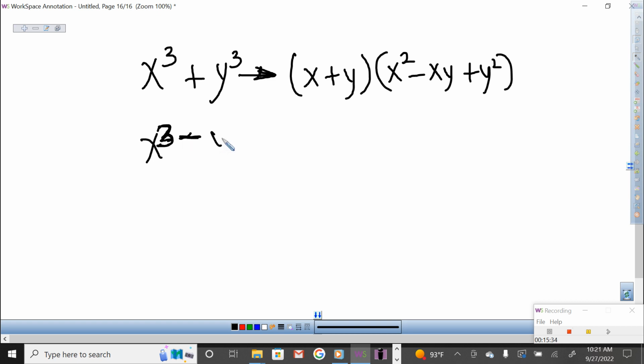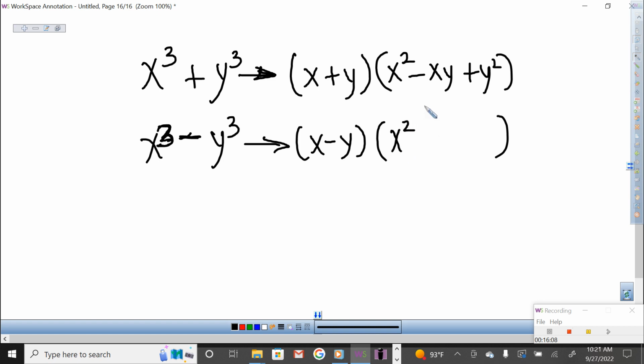x cubed minus y cubed. How to start that one, and then give them the trinomial after that. All right. Addison, go. X minus y. What's a trinomial? Savannah. X squared. Close. Plus xy plus y squared.